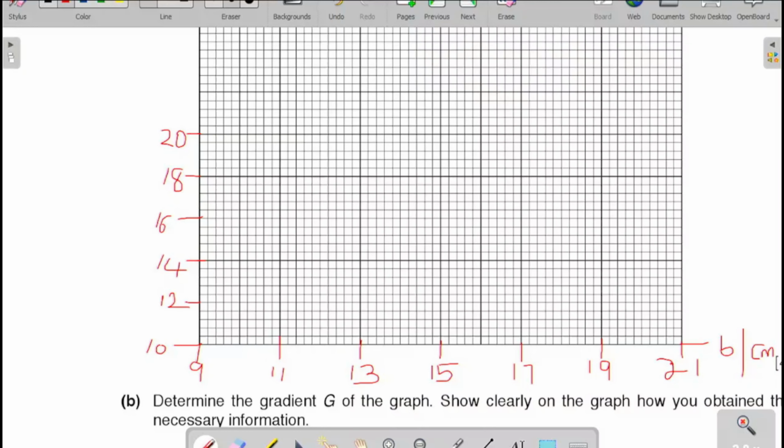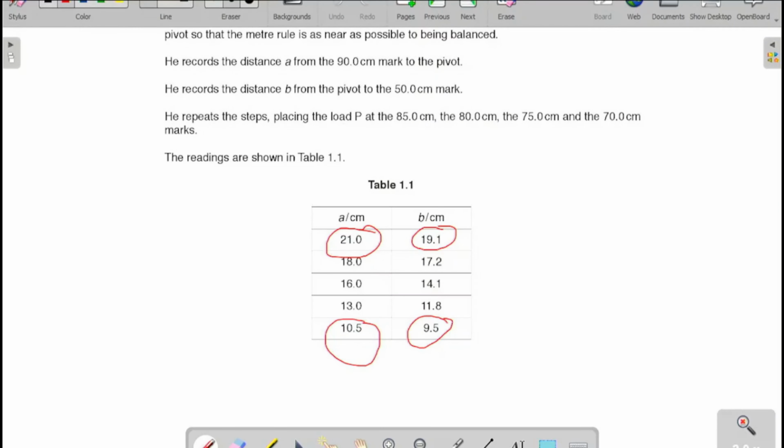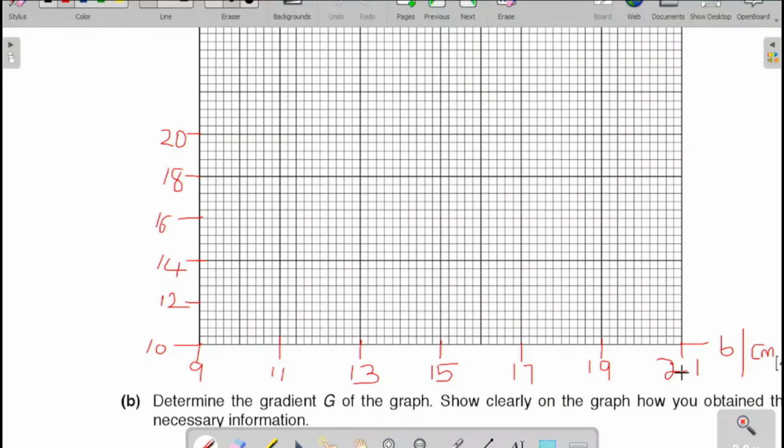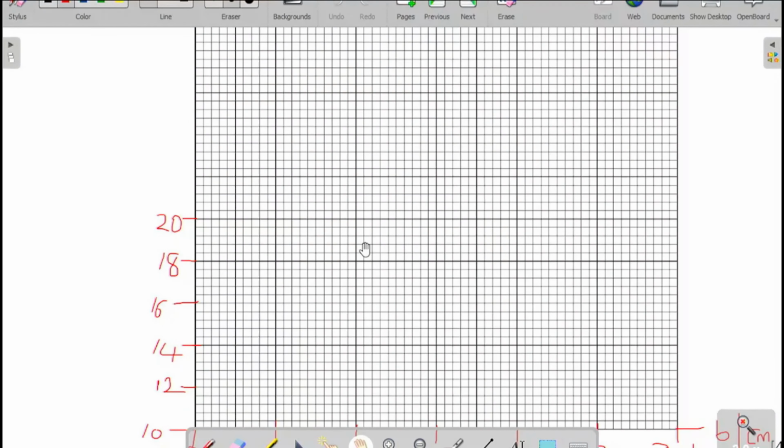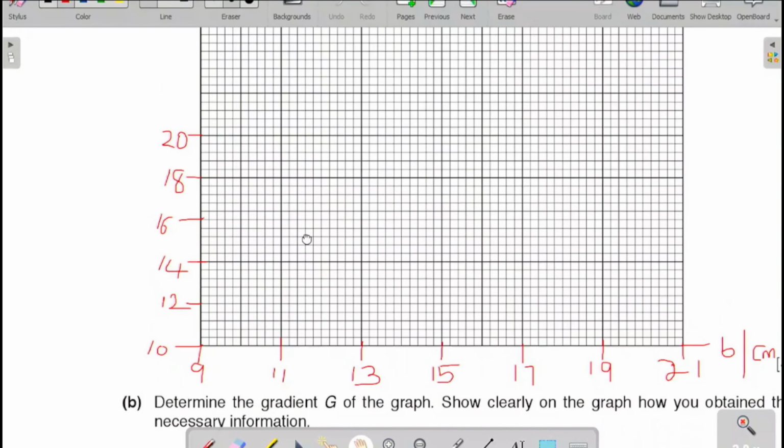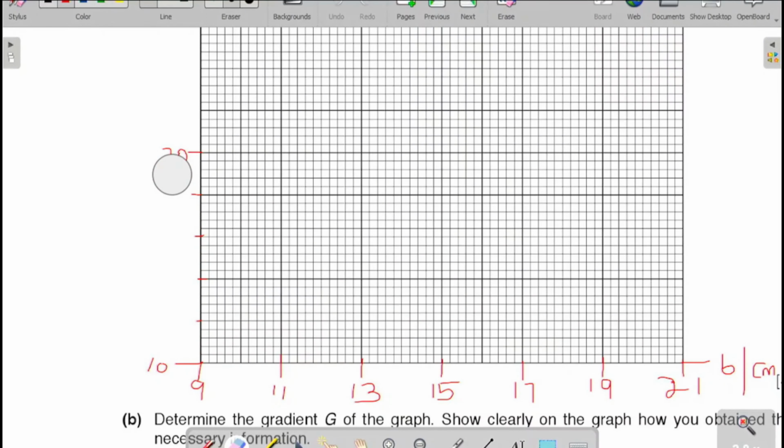The next thing to do is to plot our points on the graph. The first point being 21.0 and then 19.1. So let's look at it. This needs to get to 21 if I'm not mistaken. Can we still increase this? Yeah, I think we can still increase it. It's too small. So let's have it here.